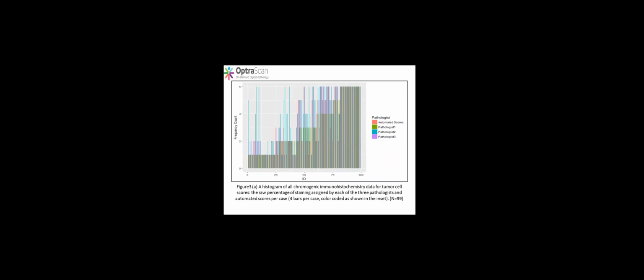So these were the graphs that were being generated post the study readings. The figure shows distribution of PD-L1 scores among the three pathologists and automated scores for individual cases, for tumor cells, for immune cells. These are for the total number of cases that were being scored by the pathologist as well as by the automated algorithm for the immune cells.